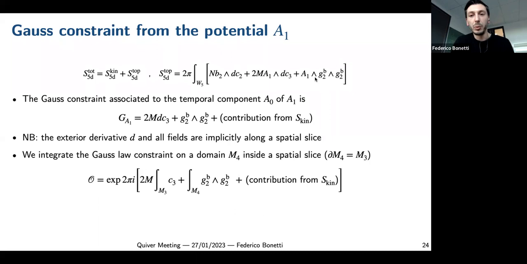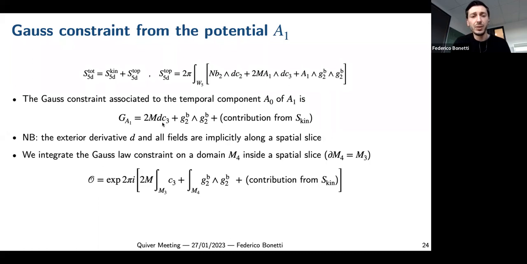So here is the topological action, those terms that we need. Let's focus on A1 and its temporal component. The Gauss law turns out to be this 4-form that we see, this sum of two terms, the exact piece and the g squared. And everything now lives on a slice. So we are inside a 4D ambient space. We could consider, for instance, a solid ball or some other domain M4 that has some boundary and integrate the Gauss law constraint there.